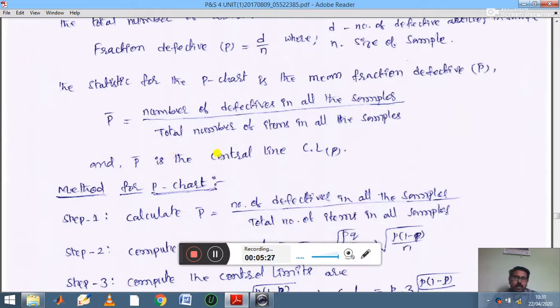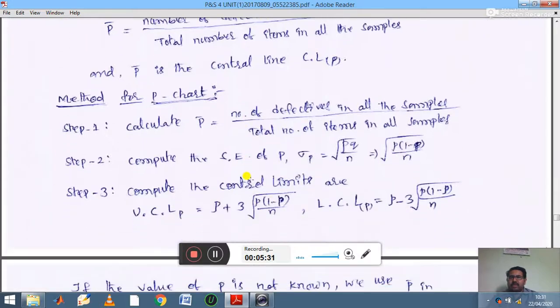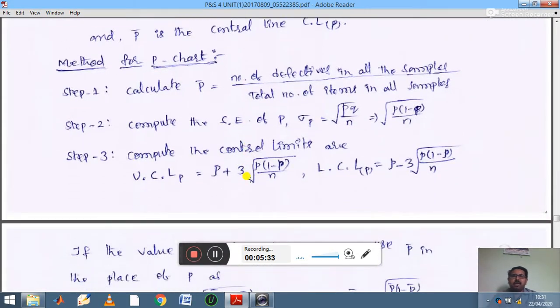Here P bar acts as the control line, the CL value. To calculate the UCL and CL values, for construction of the P chart we have steps. First step, calculate P bar.